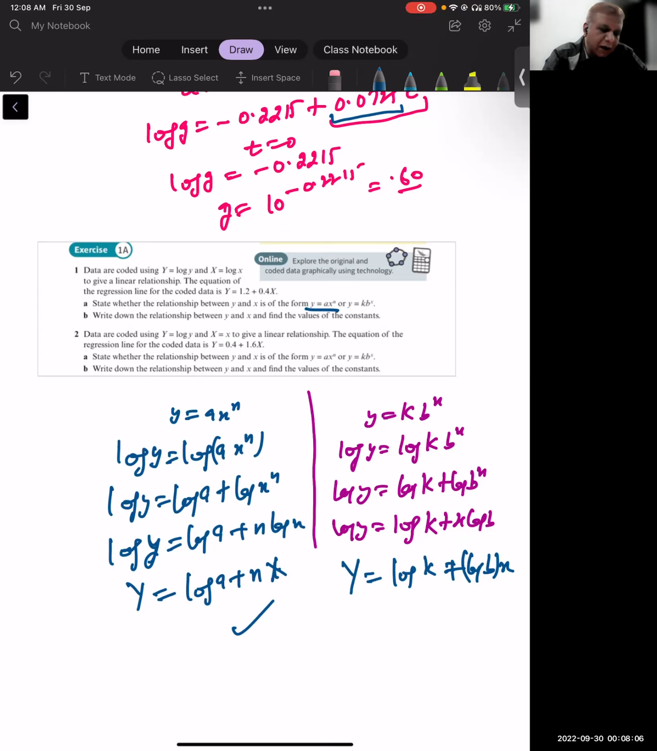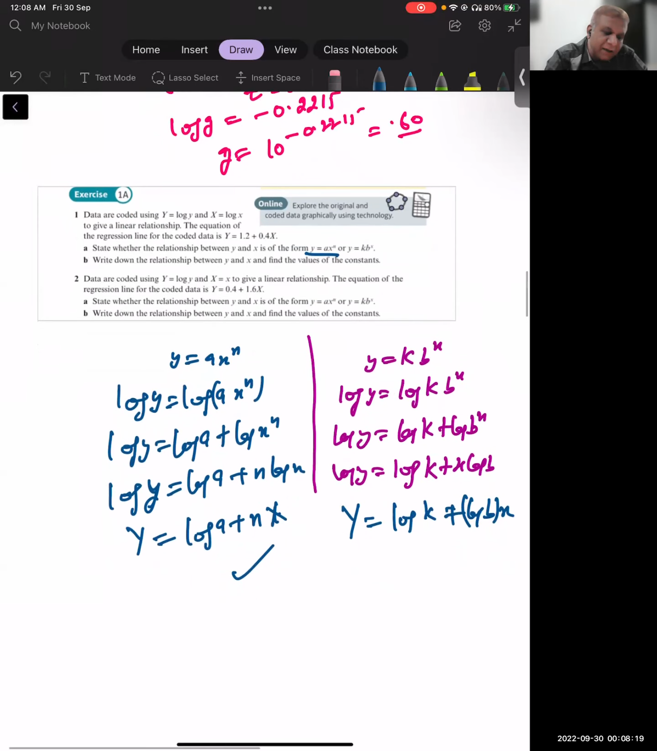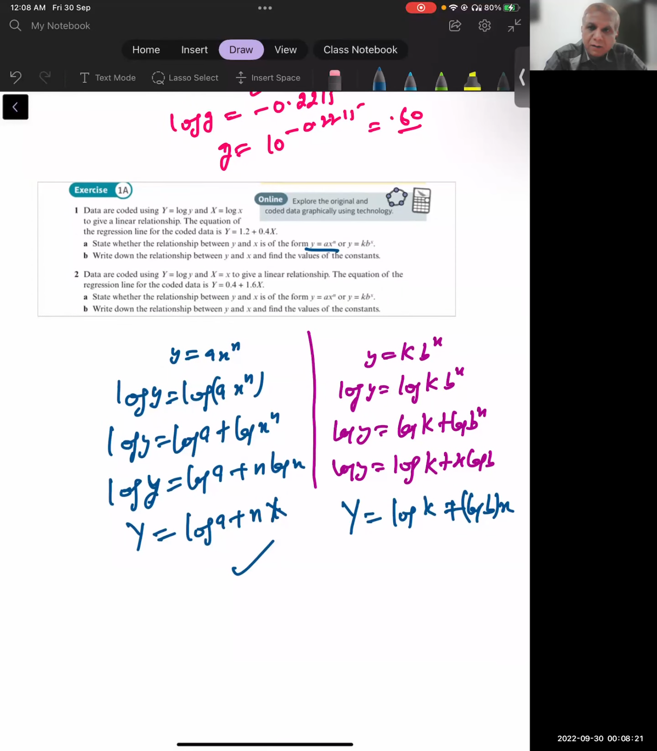Now, write down the relationship between y and x. Find the values of the constants. That means you have to calculate a and n. Now, what will you calculate? a, b or a, n? k, b or a, n? What will you calculate? a, n. Can you calculate the values of a and n?